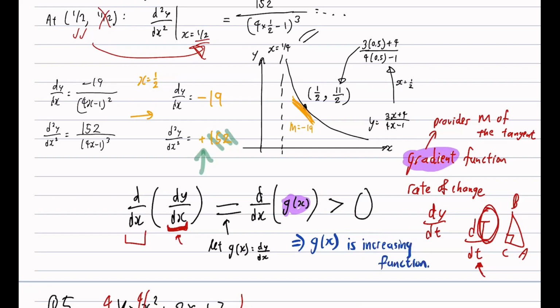So what does that mean? The gradient function g of x, I highlight in purple again. The gradient function is an increasing function. What does that mean? It more means that the gradient function will give you values which are increasing. So you can imagine g of x will start off with negative, then you'll go to 0, and then you'll jump to positive. Does it make sense? Increasing must go from negative to positive.